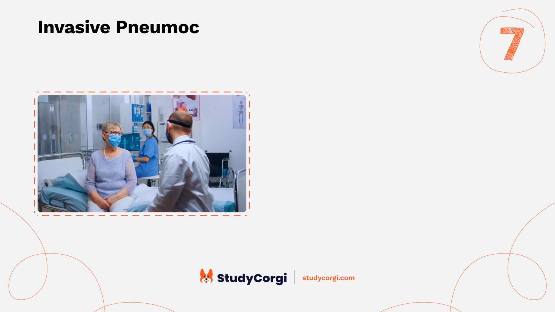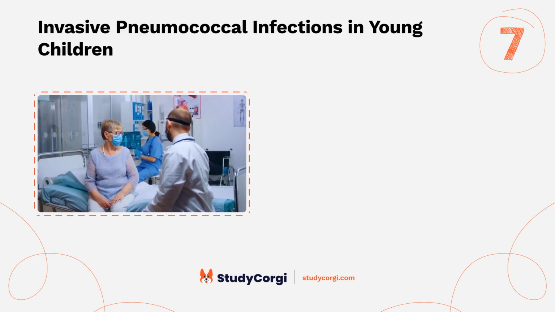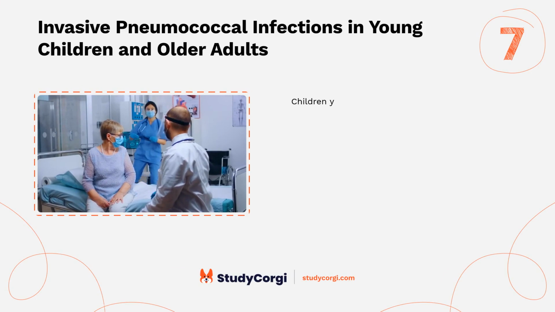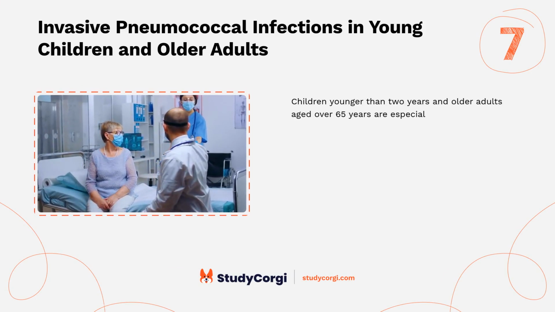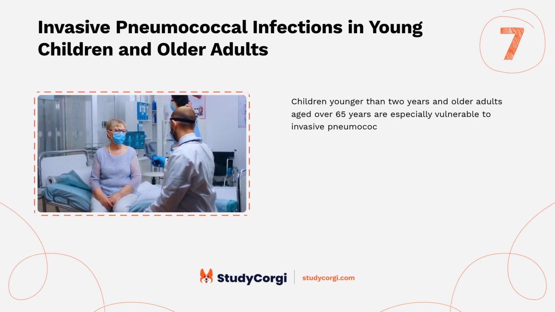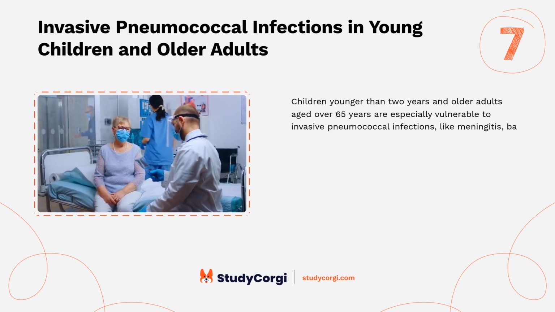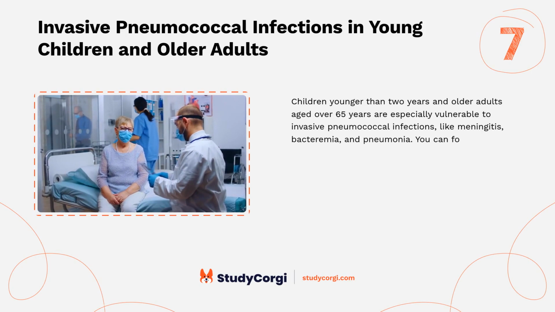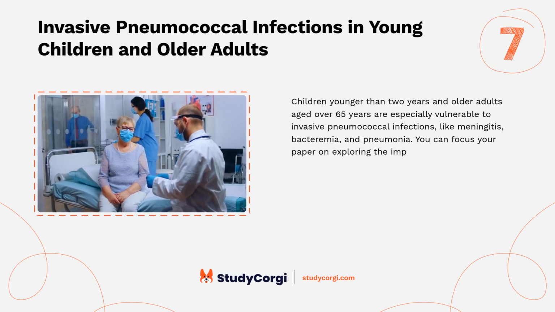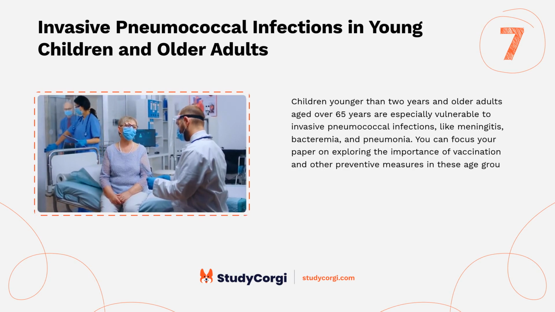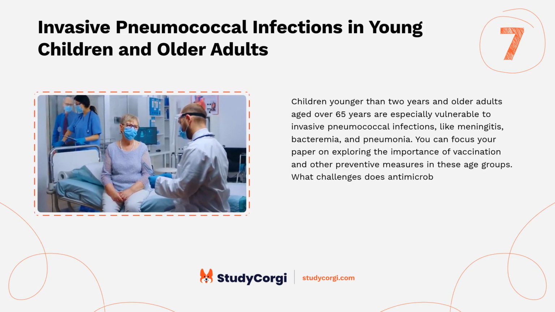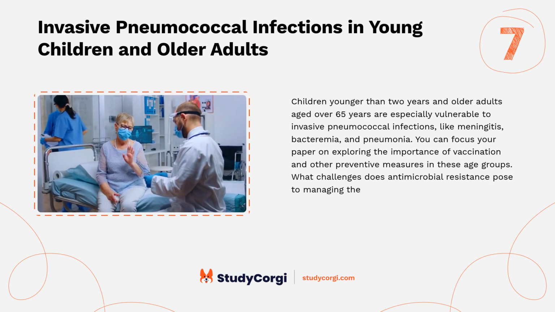Invasive pneumococcal infections in young children and older adults. Children younger than 2 years and older adults aged over 65 years are especially vulnerable to invasive pneumococcal infections like meningitis, bacteremia, and pneumonia. You can focus your paper on exploring the importance of vaccination and other preventive measures in these age groups. What challenges does antimicrobial resistance pose to managing these infections?